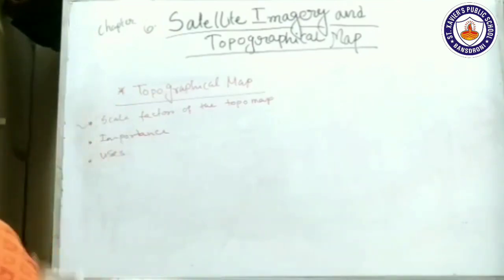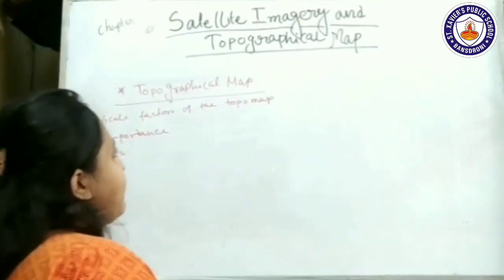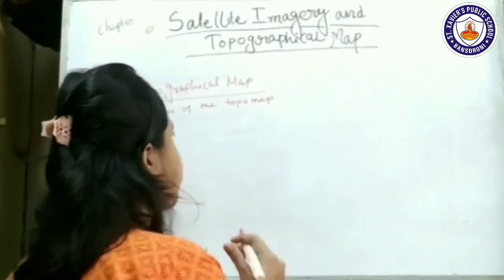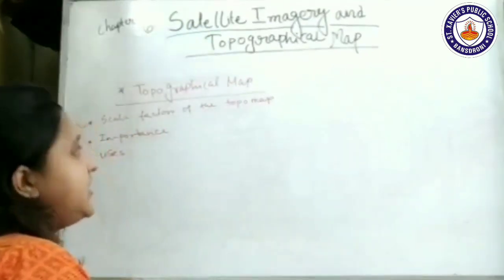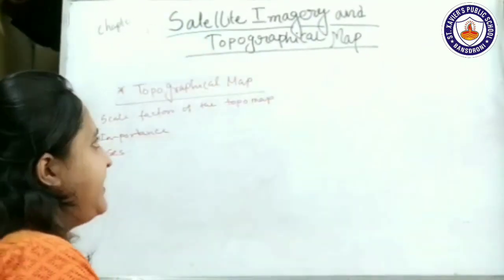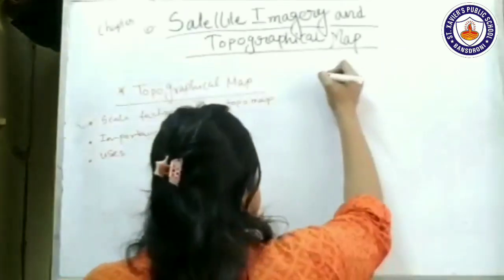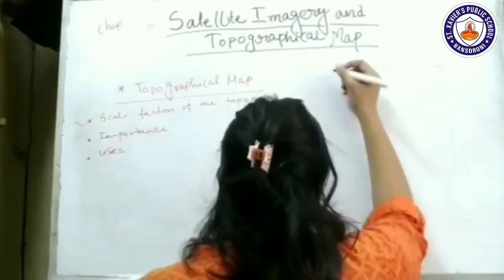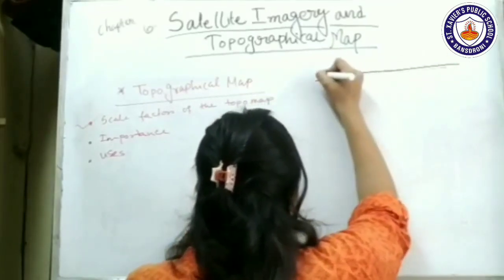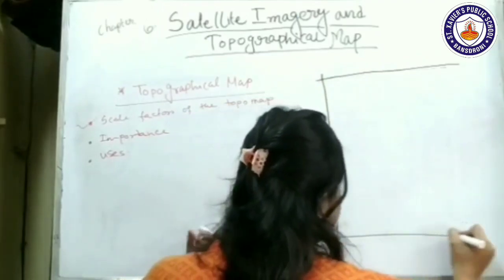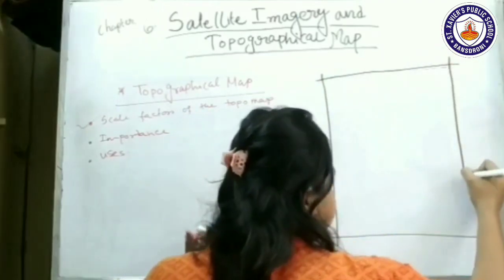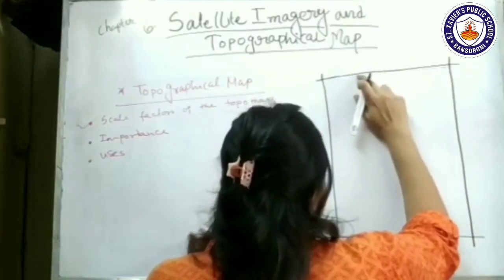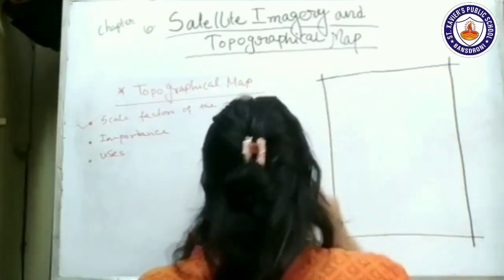Okay. So what is a topographical map? A topographical map is a piece of paper which covers the physical, cultural, and social features of a particular area, right? So I will just make a rough map. Just assume that it is a topographical map. Even after the class I will show you the raw topographical map which I already have.